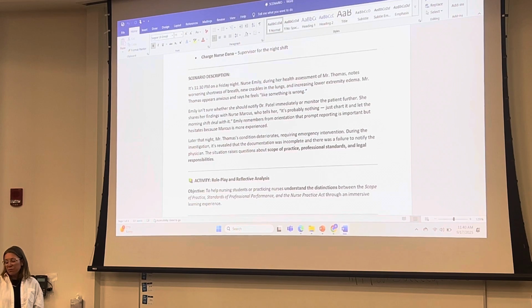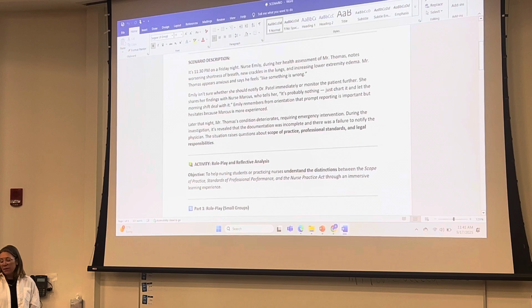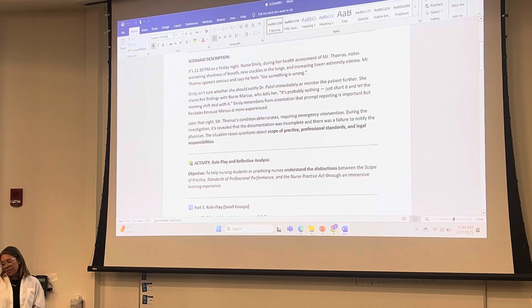Patel shares her findings with that LPN, who tells her it's probably nothing. Just chart it, let the morning shift deal with it. Emily remembers from orientation that prompt reporting is important, but hesitates because Marcus is more experienced. Later that night, Mr. Thomas's condition deteriorates, requiring emergency intervention.